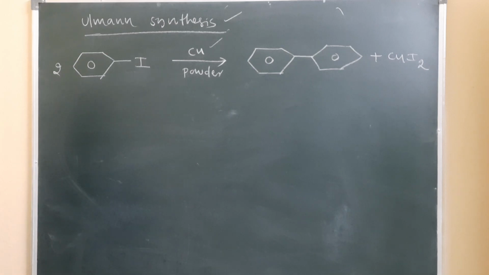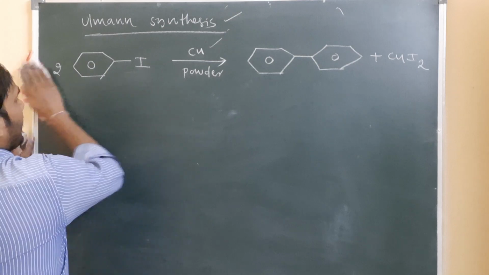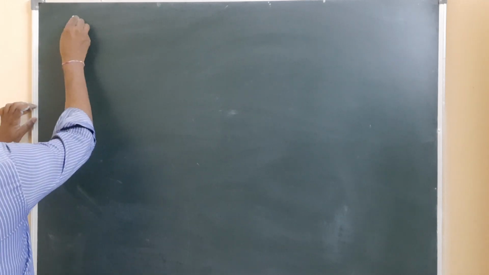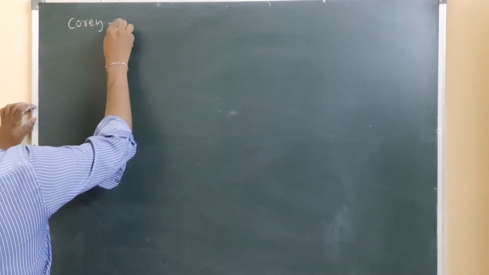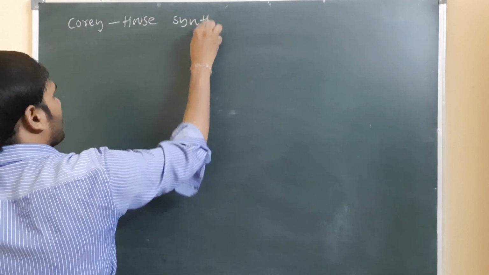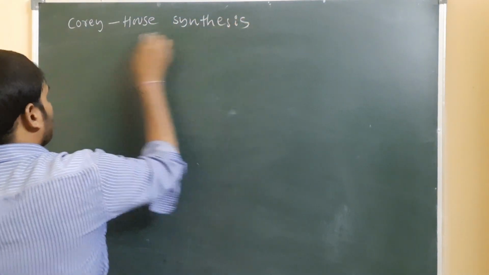After the Ullmann synthesis, the next one, or the last one, is the Corey-House synthesis.